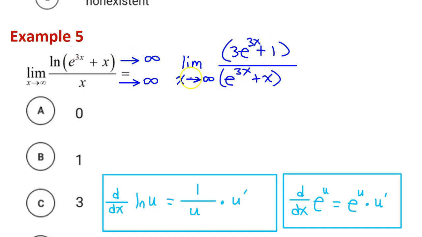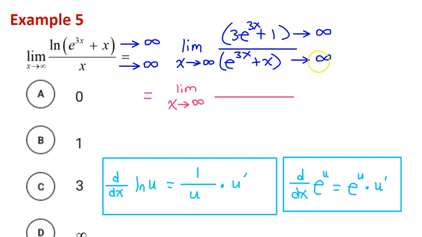This limit is equivalent to the original limit. Let's think about what happens to the numerator and the denominator as x increases without bound. Well, that means 3x increases without bound. So this term gets bigger and bigger. So the numerator is approaching infinity. Similarly, the denominator is approaching infinity. This gets bigger and bigger, and x itself gets bigger and bigger. Since the numerator and the denominator are both approaching infinity, we have to keep going by applying L'Hopital's rule again.